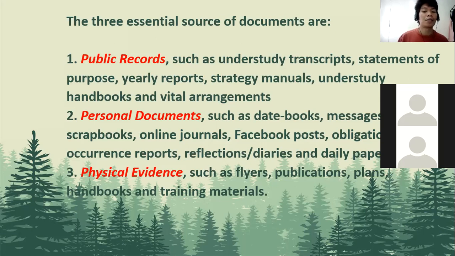You also have personal documents such as datebooks, messages, scrapbooks, online journals, Facebook posts, obligation logs, occurrence reports, reflections, diaries, and daily papers. Personal documents could also be the tweets of a personality. So it depends. Personal documents are a list of written compositions produced by a person. We also have physical evidence, such as flyers, publications, plans, handbooks, and training materials. It could also be newspapers or research articles.